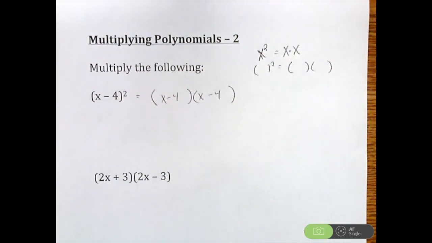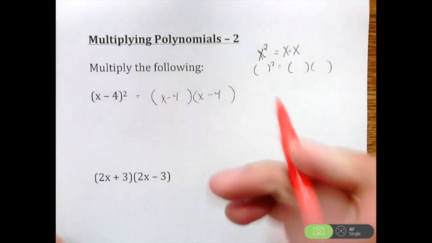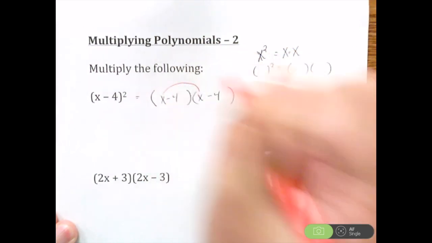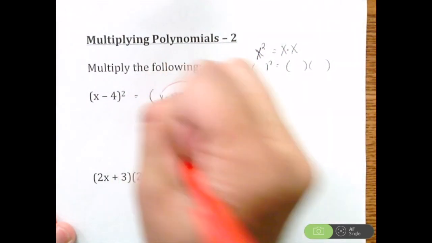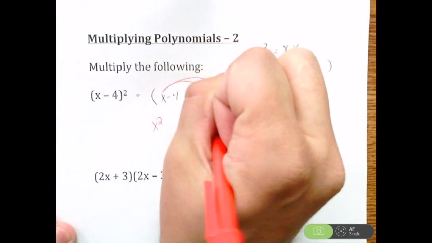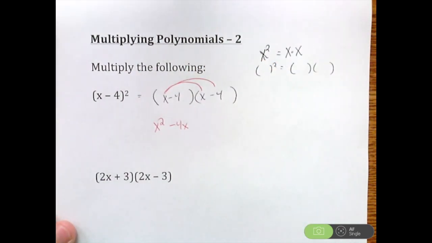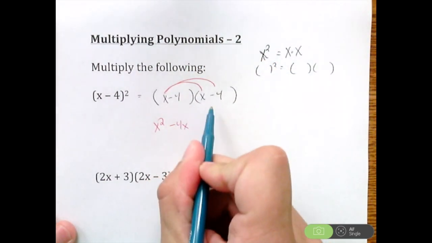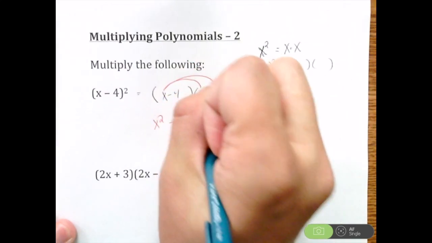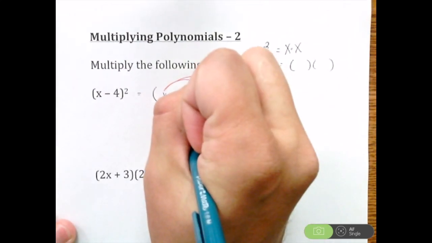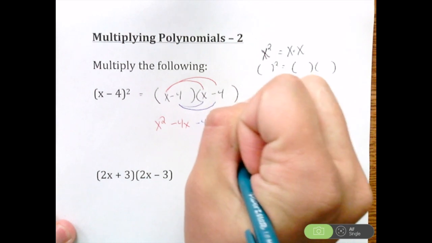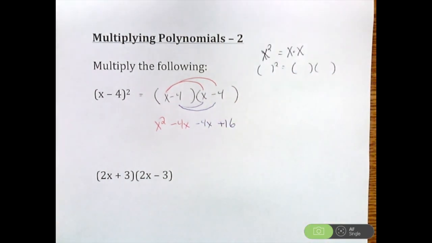Now it becomes a little bit easier to see what's going on. So now we just need to do the distribution, combine like terms, clean this all up. So I'm going to have x times x, which is x squared. x times negative 4 is negative 4x. Then I'm going to take my negative 4 and distribute it all the way through. Negative 4 times x is negative 4x. Negative 4 times negative 4 is 16.